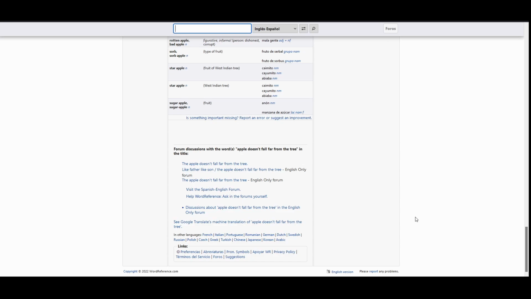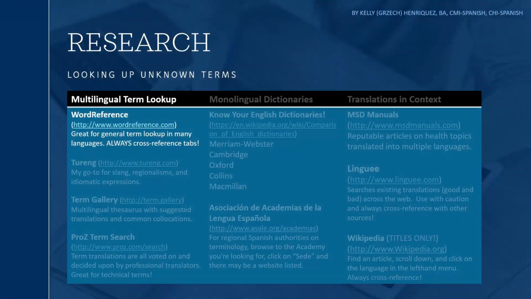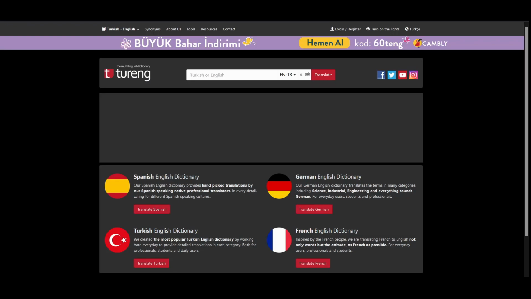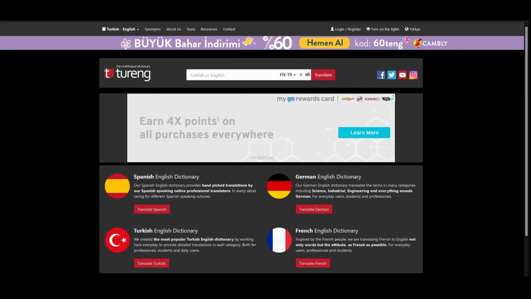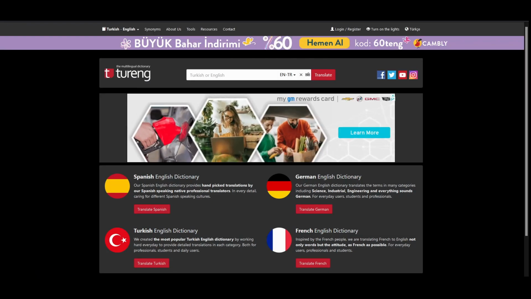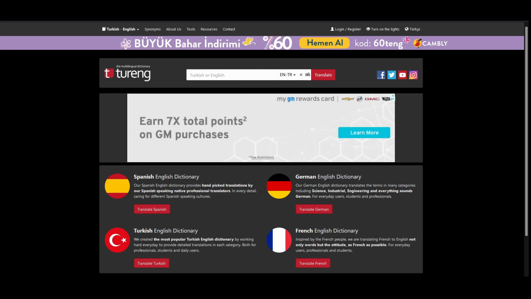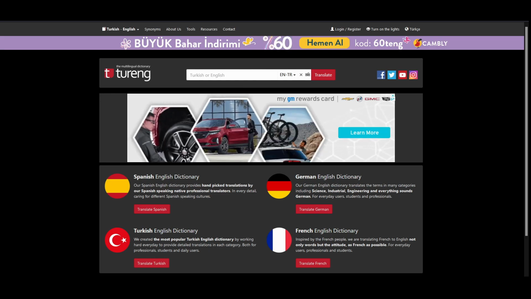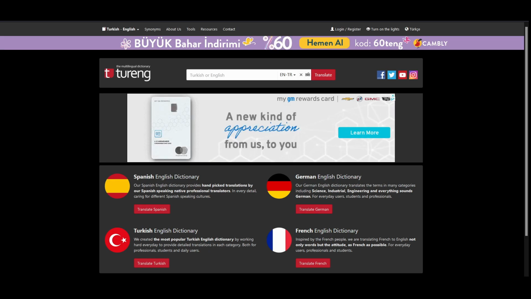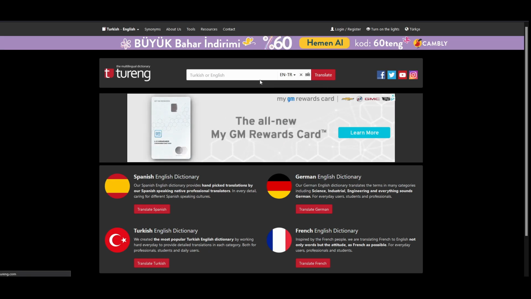So this is where we come to our second source here, which is Tureng. Tureng is kind of my go-to for slang, regionalisms, and idiomatic expressions. So let's go here to my browser, and we're going to go to Tureng. So Tureng is actually default English-Turkish, interestingly enough. They do have Spanish-English, German-English, French-English, Turkish-English. So I'm actually going to switch it to Spanish-English.